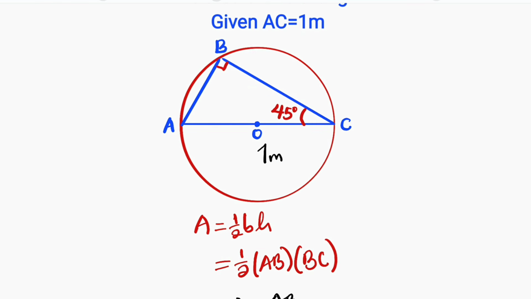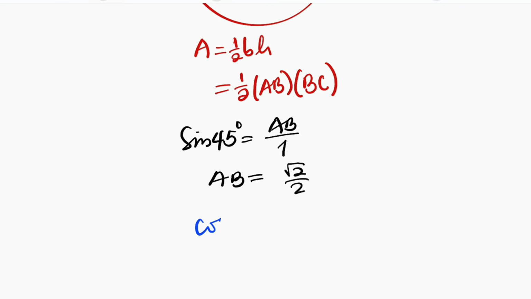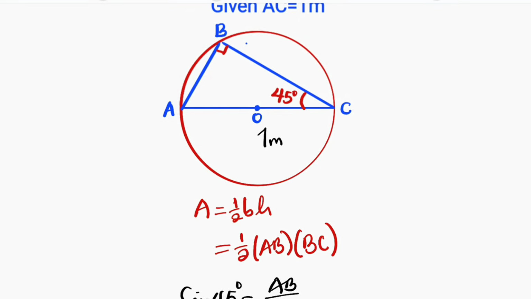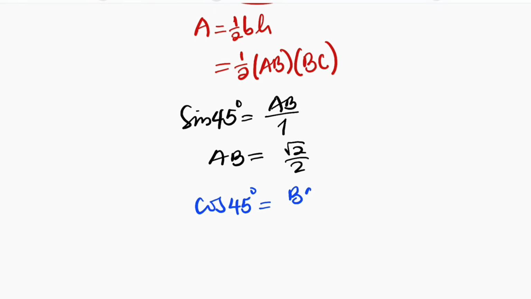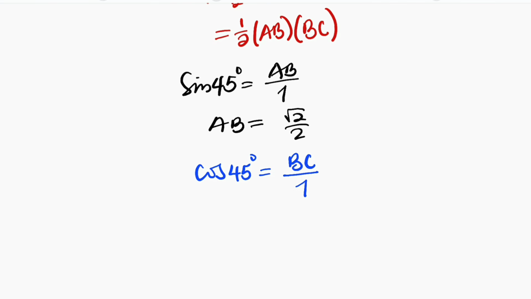Alright, now to find this side, what is the relationship between this side and this acute angle? Cosine, which is adjacent divided by hypotenuse. So cosine of 45 degrees is equal to adjacent side, which is BC, divided by hypotenuse, which is 1. If you multiply both sides by 1, you have that BC is just equal to cosine of 45 degrees, which is equal to root 2 divided by 2.